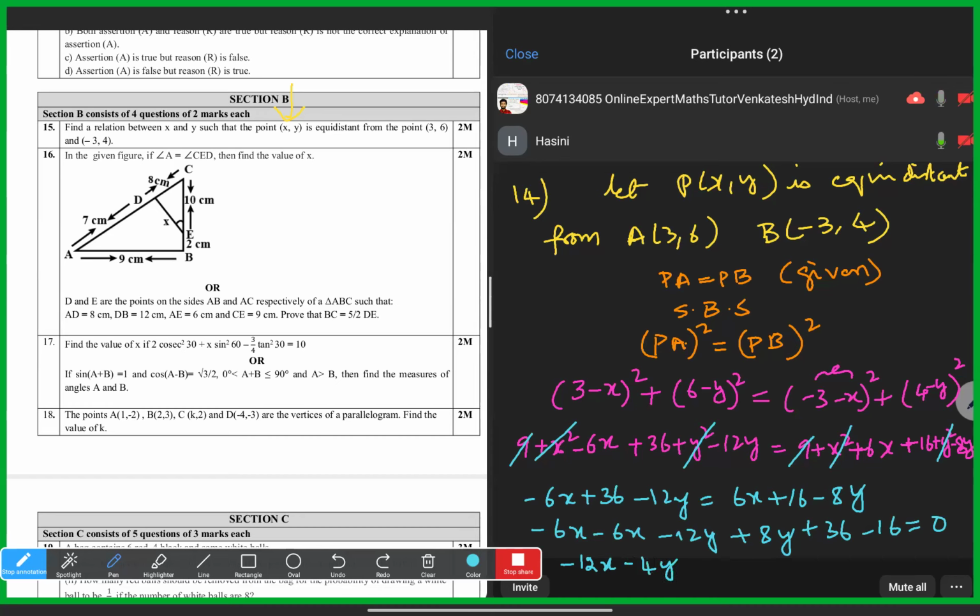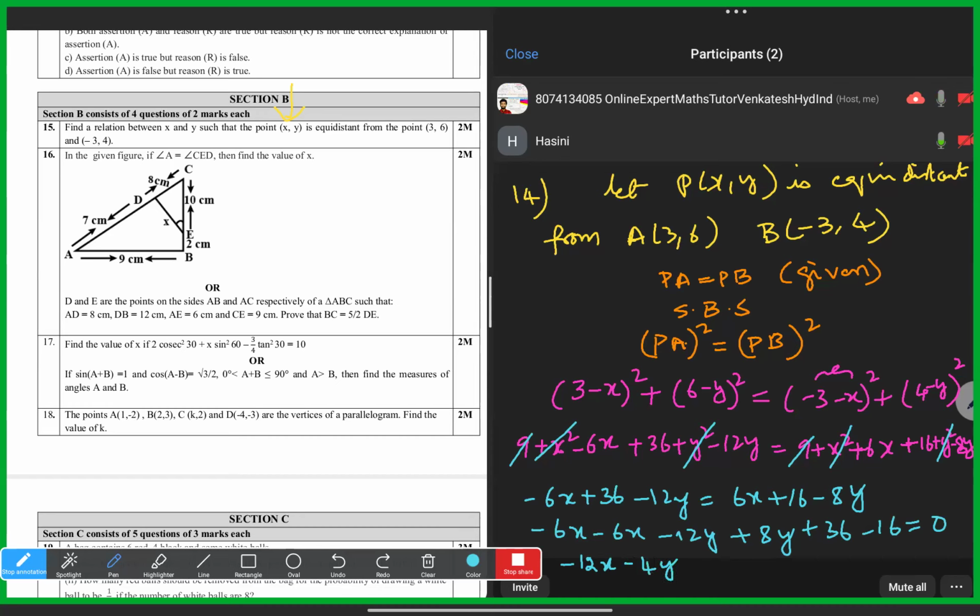This is the relationship between x and y, for the 14th or 15th one. Actually, this is a direct textbook question, the equidistant one. Same model: the point which is equidistant from two other points, you need to equate PA is equal to PB. If you square on both sides, you need not write the lengthy root on both sides. You need to do squaring on both sides to remove the root. If you remove the root, then only we can simplify this.